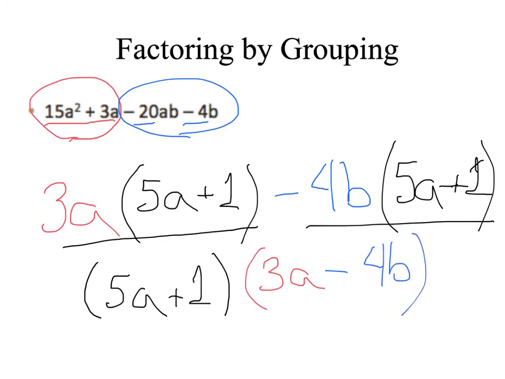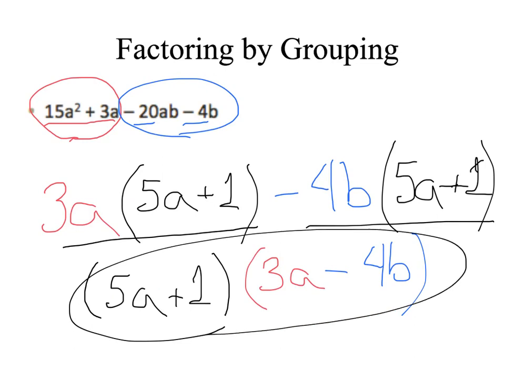This, my friends, is our final answer. Brackets 5a plus 1 times brackets 3a minus 4b.